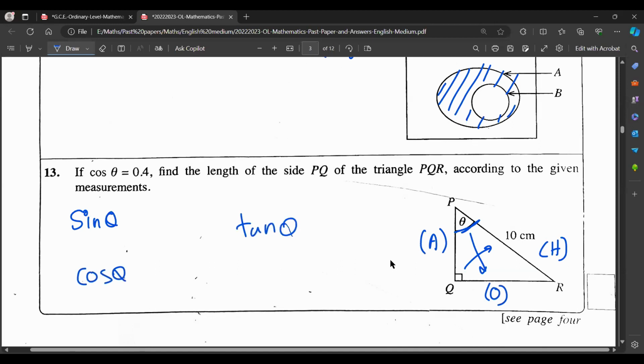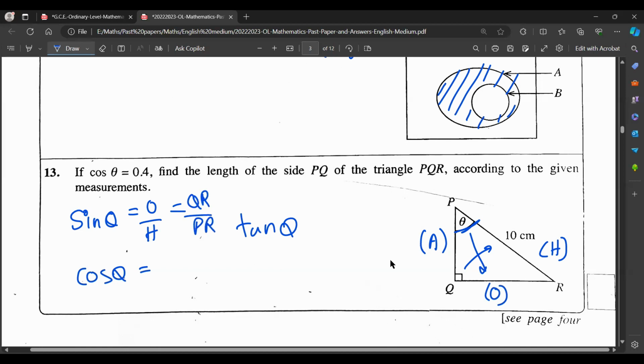You have to remember these values for this. Sine should always be opposite over hypotenuse. So the opposite side here is QR, over the hypotenuse PR. QR over PR, something like that.